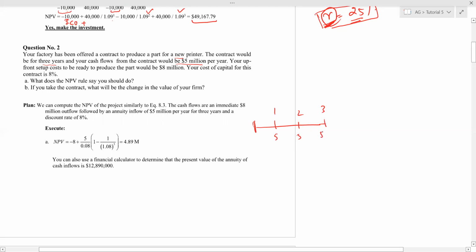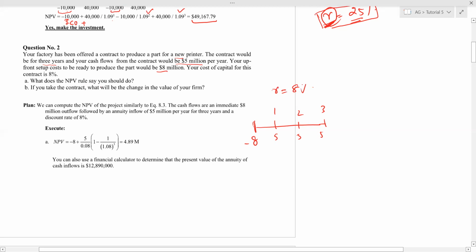Equal cash flows, right? Your upfront cost to be ready to produce the part would be 8 million. So it means that the cost would be 8 million. Your cost of capital for this contract is 8%. So R is equal to 8%. So what does the NPV rule say you should do?